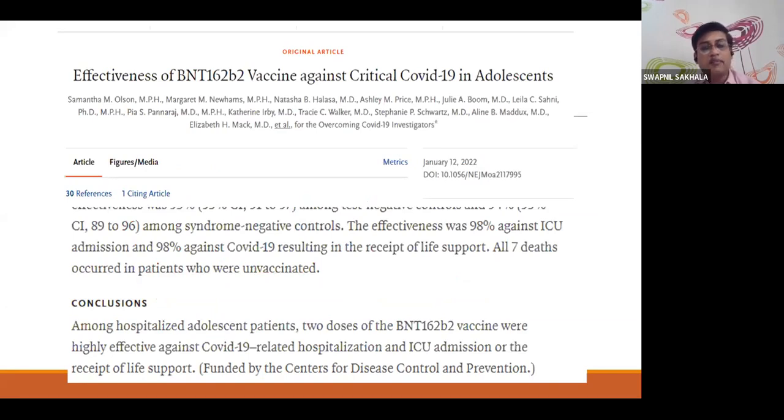What is the data published on the effectiveness of the vaccine against critical COVID in adolescents? As you also see, if you take vaccine doses, mRNA vaccines, in the adolescent group, the chances of ICU admission and hospitalization are prevented. So booster doses among the young adults are also to be promoted.